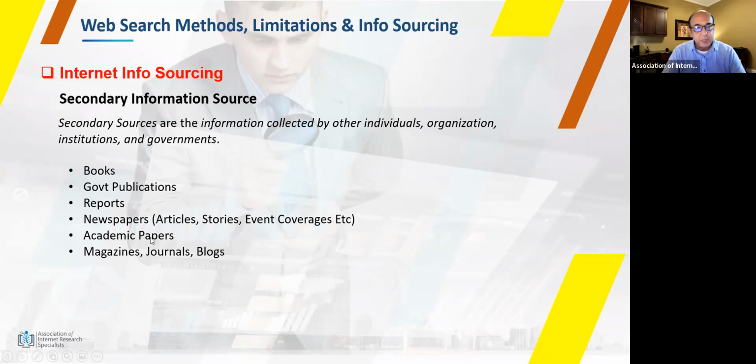Academic papers are also secondary, unless the citations or cross references to what is written in the academic papers are proven to be coming from the information set that is primary information. So within an academic paper, there could be a bit of primary sources and others can be secondary. Magazines, journals, blogs, etc. These are all secondary information sources.